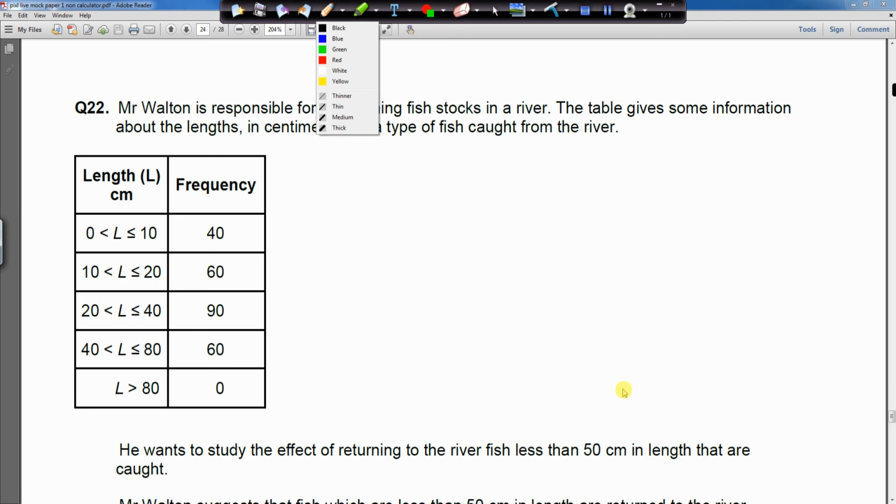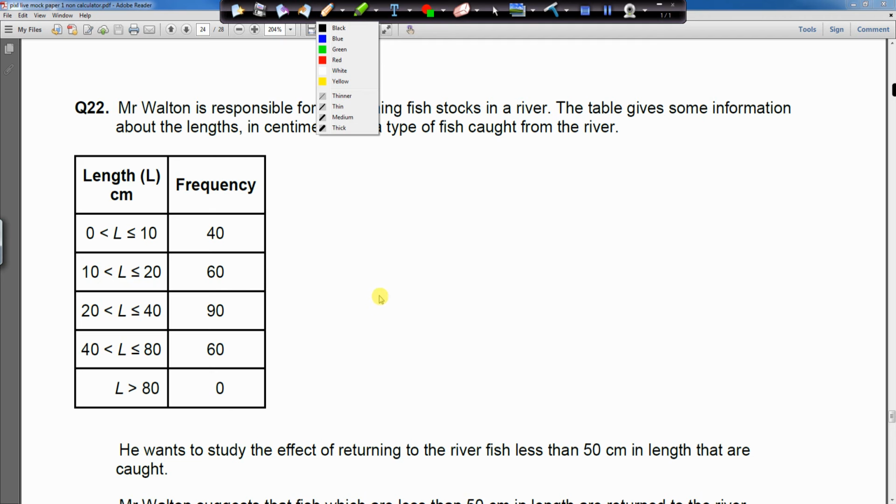Okay, right. Because Mr. Walton suggests, okay, the part that you can't see at the moment, Mr. Walton suggests that fish which are less than 50 centimeters in length are returned to the river. Draw a suitable statistical diagram for the information in the table. So that part is below this, over here. So I've read that part to you. What we need to do now is, we can do a cumulative frequency, histogram, or frequency polygon.